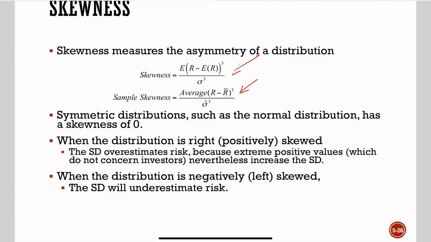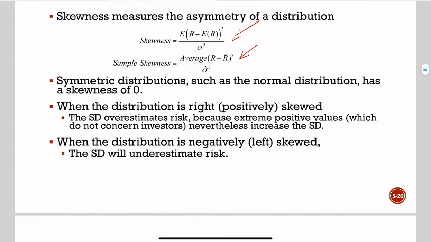And if you have a normal distribution, the skewness is 0. This is easy to understand, right? Because skewness measures asymmetry, and we know that the normal distribution has a bell-shaped probability density function. So it is a perfectly symmetric distribution, which means its skewness should be 0.